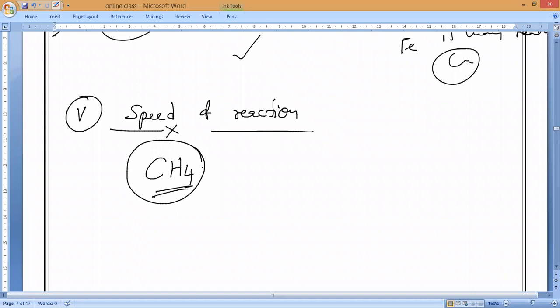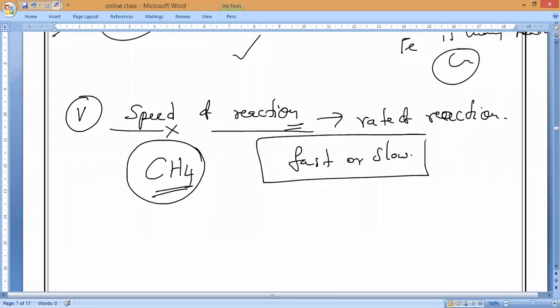Yes, please respond. No, sir. So that is what is called the speed of reaction. A balanced chemical equation gives no information about it; we cannot predict the rate of reaction. The speed of reaction is also called the rate of reaction. Rate of reaction means whether the reaction is fast or slow. So no information is available from the balanced chemical equation. Clear? Any doubt? So these are the 5 limitations of a balanced chemical equation.